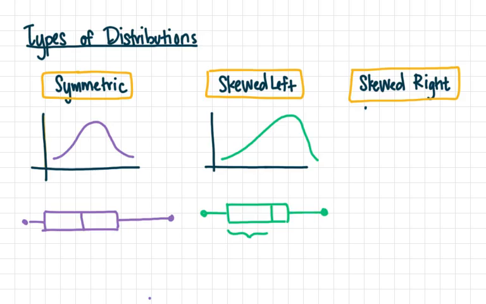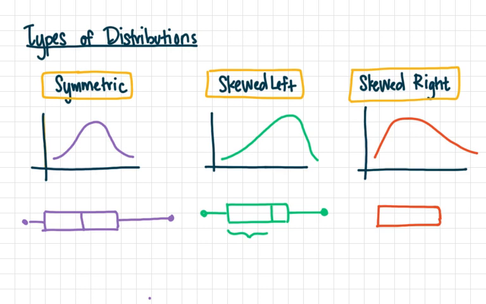Okay, lastly, what does skewed right look like? That is when you have a bigger piece of data, like an extreme value or an outlier, pulling the data to the right. If we're talking about a box plot, the median is going to be on the left, and the bigger part of the box is getting pulled to the right, regardless of the whiskers. Okay, so those are the different types of distributions.